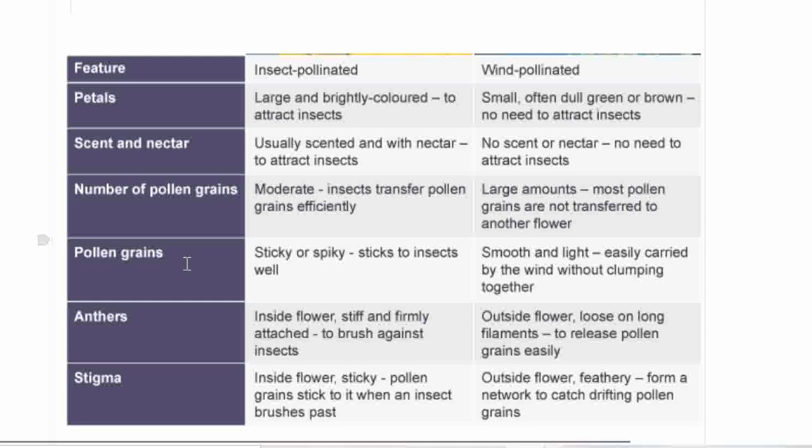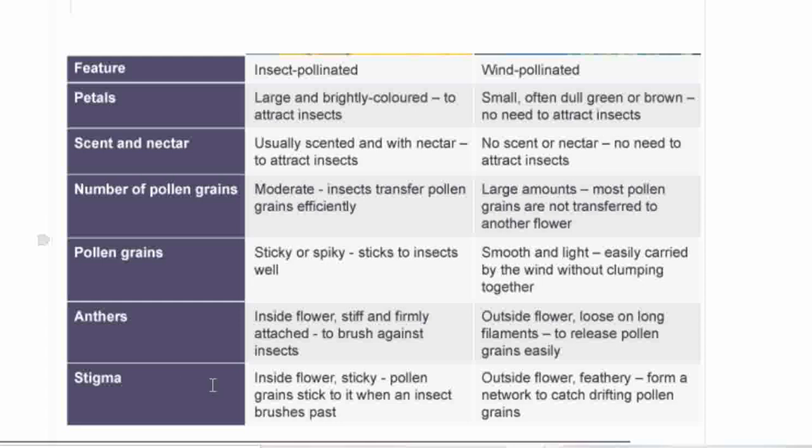The pollen grain of insect-pollinated flowers is sticky or spiky, so it sticks to insects well, while for wind-pollinated flowers it should be small and light, so it is easily carried by the wind. The anther inside the flower is stiff and firmly attached to brush against insects. For wind-pollinated flowers, outside the flower, the anther is loose on a long filament to release pollen grains easily.